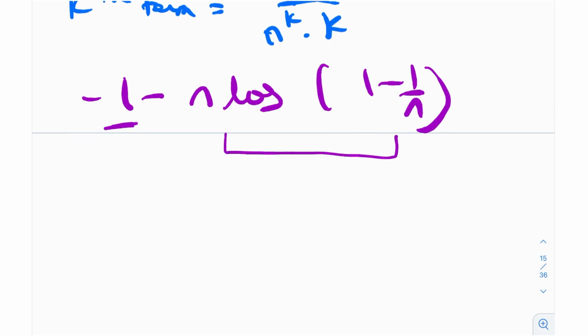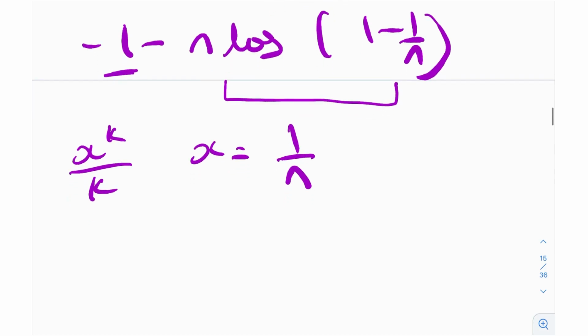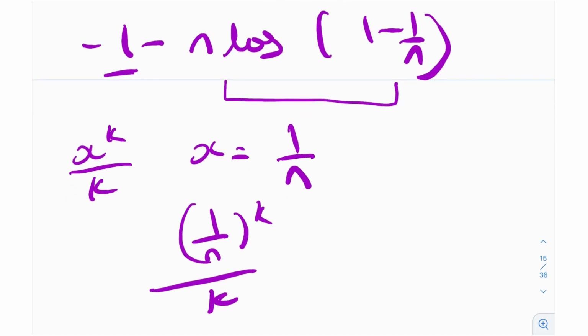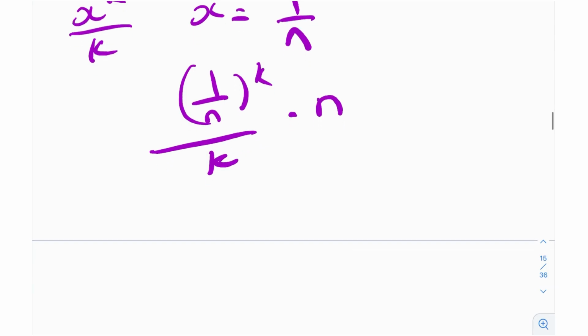Again, the kth term was x raised to the power k by k. Here x is acting as 1 by n. So what would the kth term be? The kth term would be (1 by n) raised to the power k by k. But then you have this n multiplied over here as well. So just multiply this by n. All in all, what you would get is 1 by k times n raised to the power k minus 1.